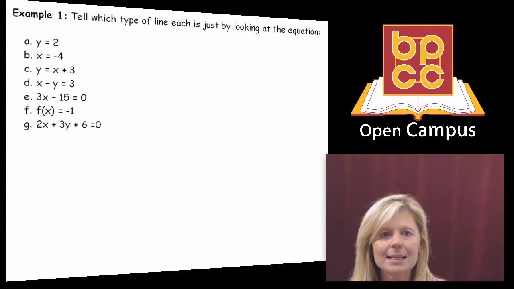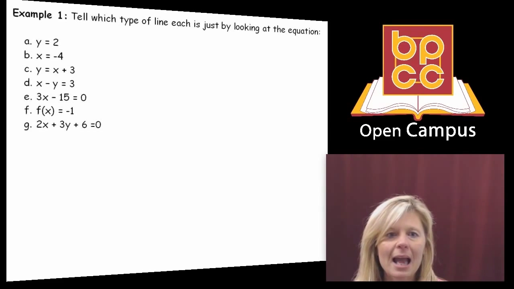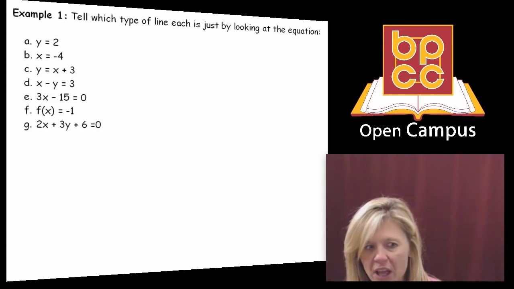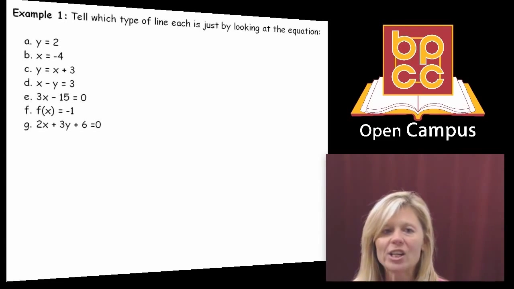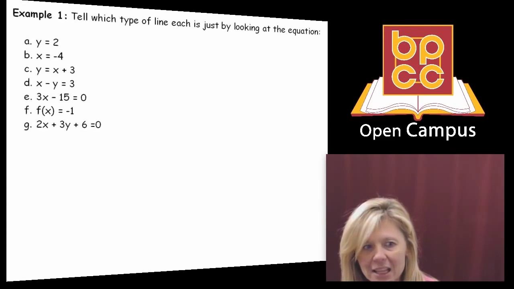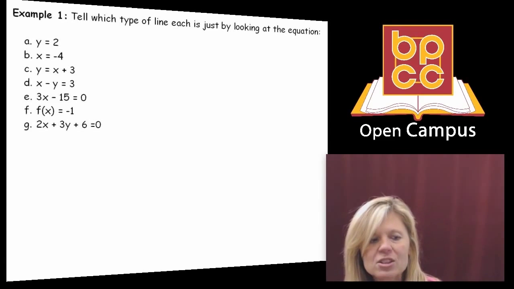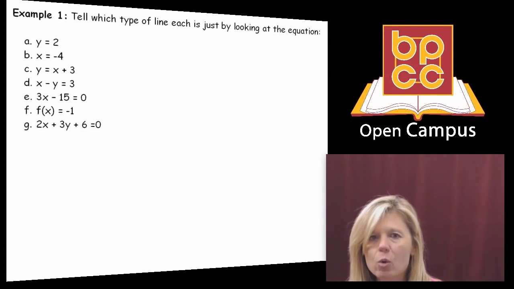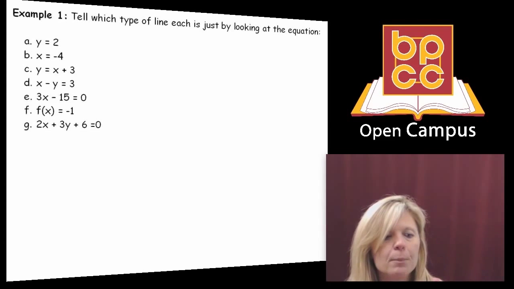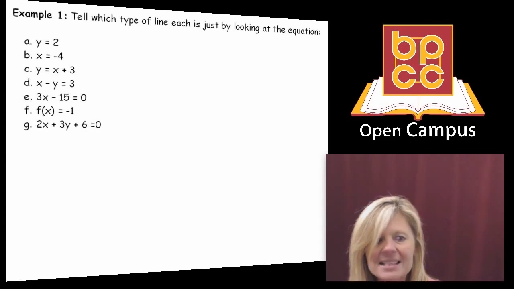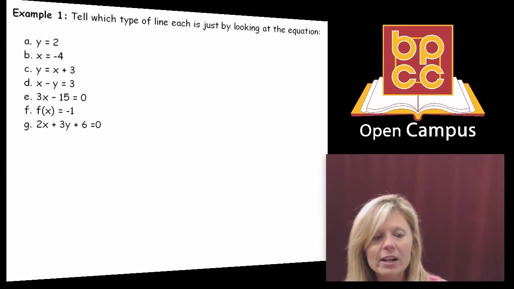Equation C, D, and G have an x and a y. It doesn't matter if they're on the left side or right side. Equations C, D, and G have the letter x and the letter y. That means those would be pictures of diagonal lines. Now, the only equation I skipped was F, because equation F doesn't just have an x, it has an f of x. And we already discussed that.